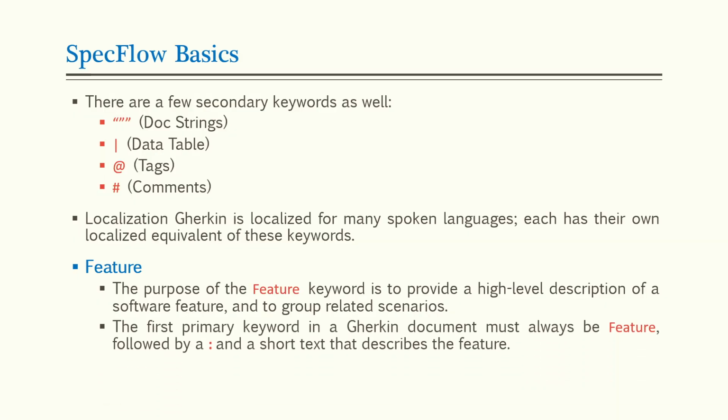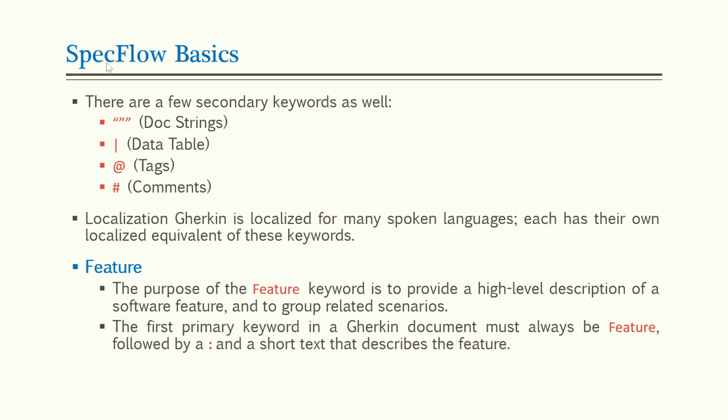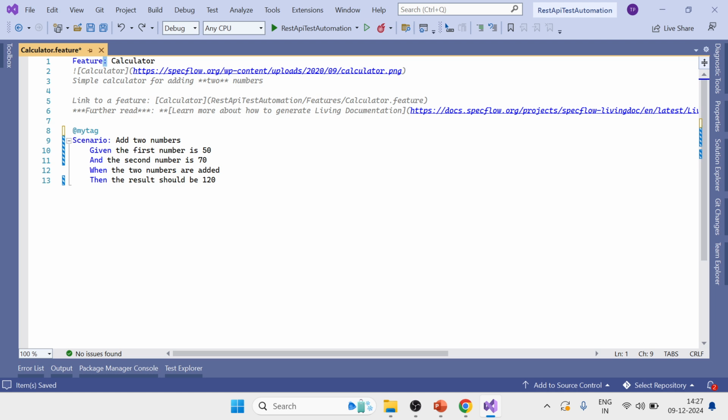Next, the first primary keyword in a working document must always be feature followed by a colon. So you can see here, this is the feature and this is the colon, and a short text that describes the feature. You can add free form text underneath feature to add more description. So you can see this is the more description they have added. You can add anything here because it will not require any comment. But if you want to add any kind of comment, you can use the hash also.